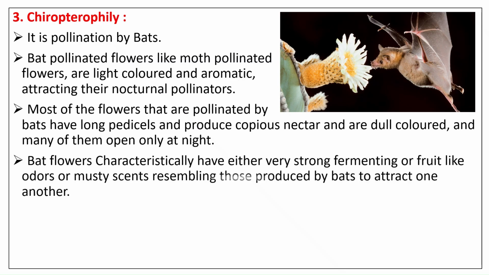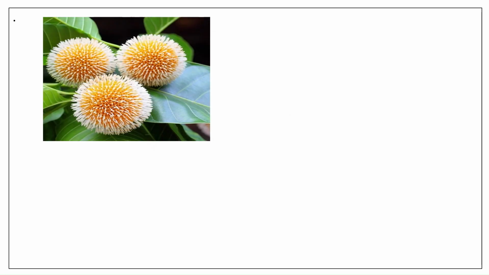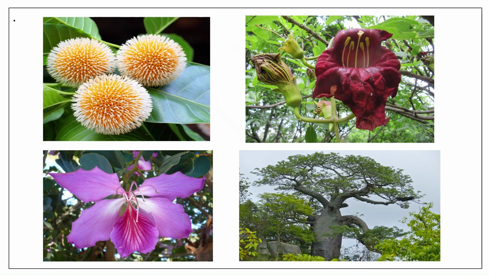Bat flowers characteristically have either very strong fermenting or fruit-like odors or musty scents resembling those produced by bats to attract one another. Example: Anthocephalus, kadamba, Kigelia, sausage tree, Bauhinia, Adansonia, Mimusops.